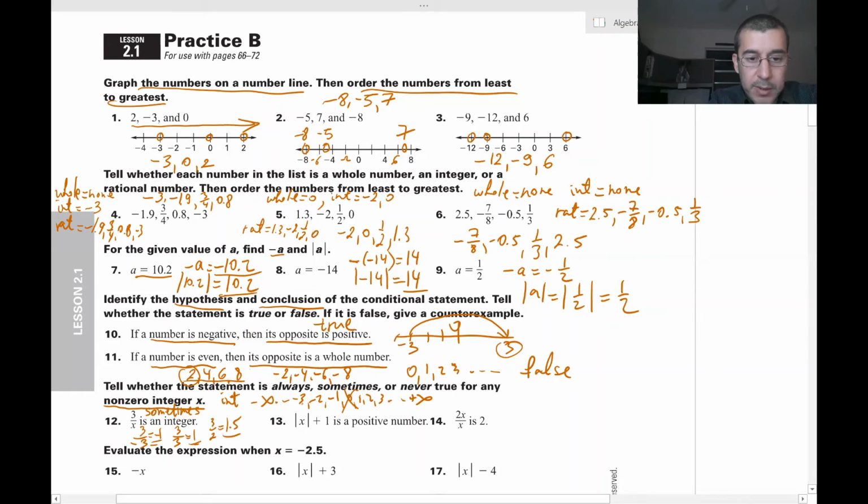Okay. Number 13, absolute value of x plus 1 is a positive number. We know that absolute value of a negative number or a positive number is a positive number. So we know that absolute value of x is always going to be a positive number. So positive number plus 1 is always going to be a positive number. So this is always true. Number 14, 2x over x is 2. x and x can cancel out here. So 2 is 2. Yes, this is always true.